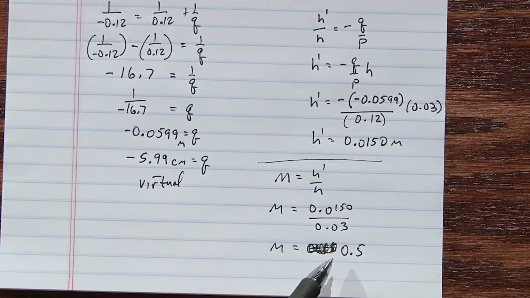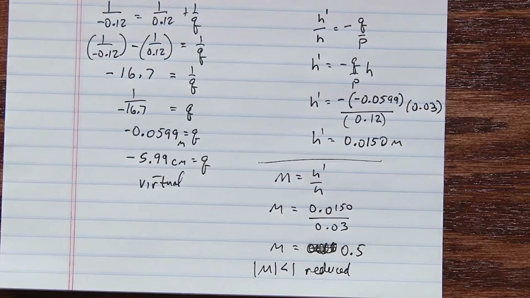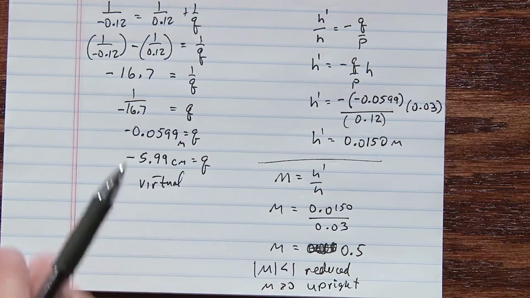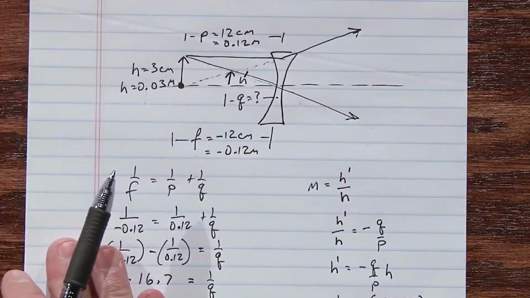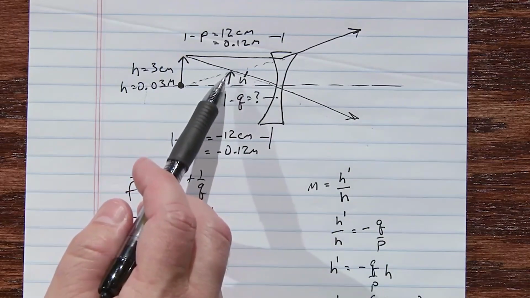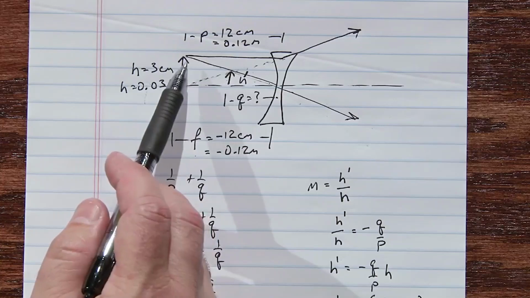So the absolute value of m is less than 1, which tells us that we have a reduced image, but m is greater than 0, which tells us that we have an upright image. So we have a virtual reduced upright image according to our calculations, and also according to our diagram. We have a virtual image because the light rays don't actually meet here, they only appear to meet here. It's upright because it's pointing upright, and it's reduced because this arrow is smaller than that one.